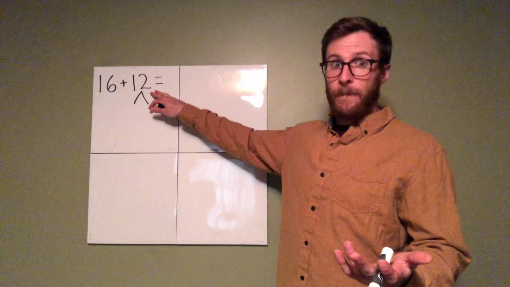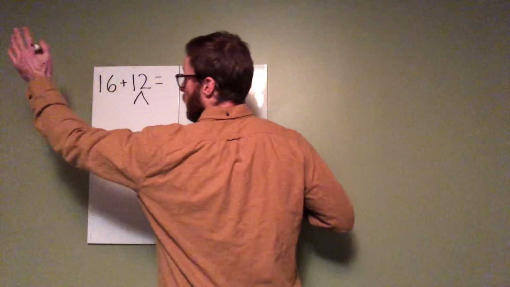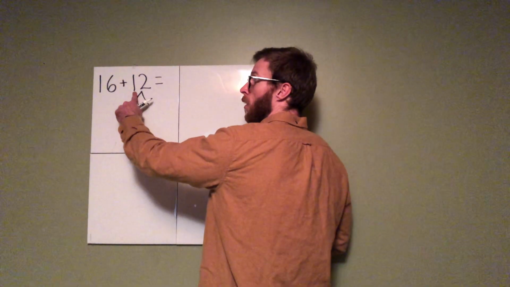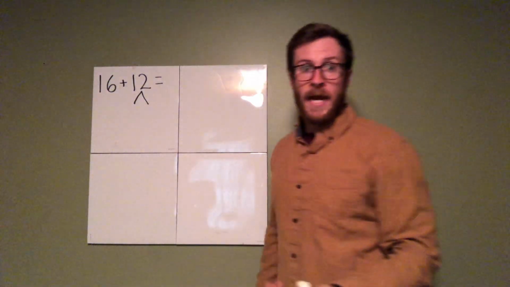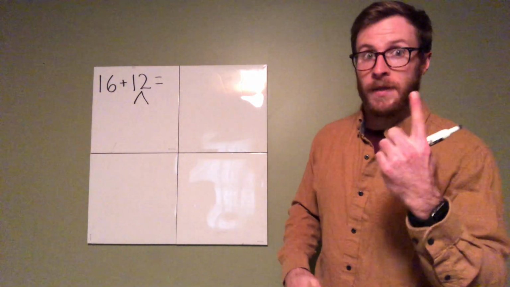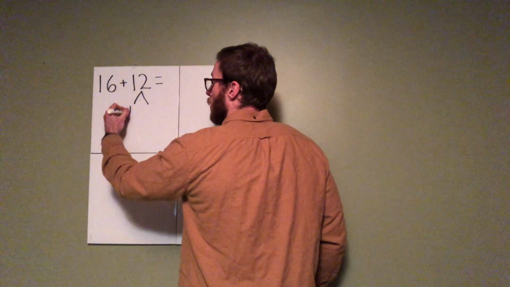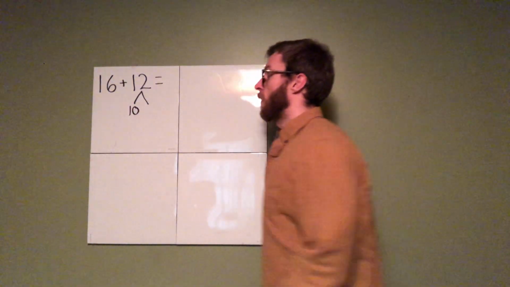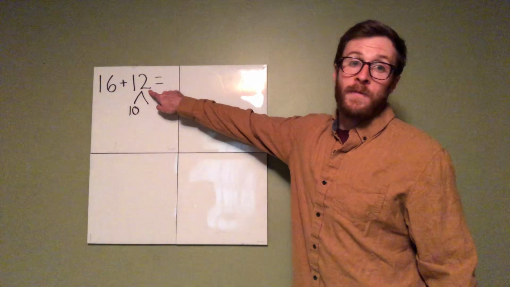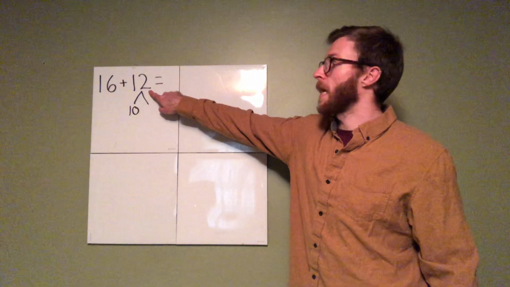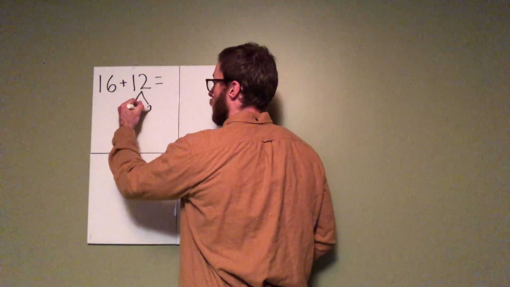So how do I do that? We're going to look at the tens place and the ones place. The tens place is always on the left. So, how many tens do we have? 1 ten. How many ones is 1 ten? It is 10. So there we have our tens place. We have 10. And then now we look at our ones place to see how many ones we have. What number is that? 2. So we have 2 ones.